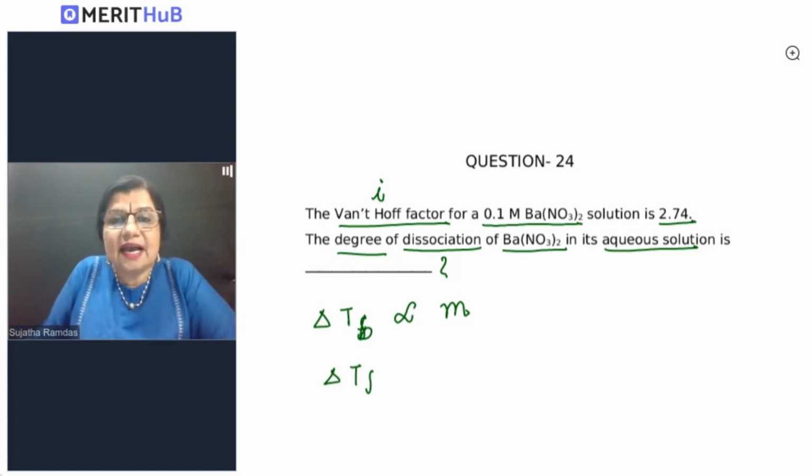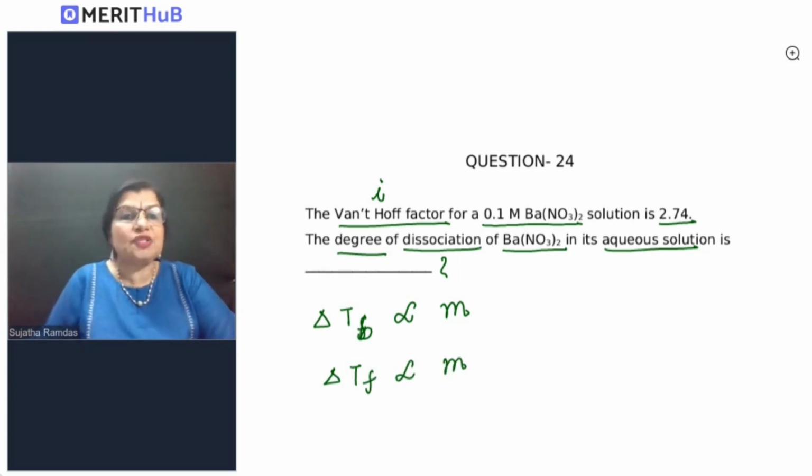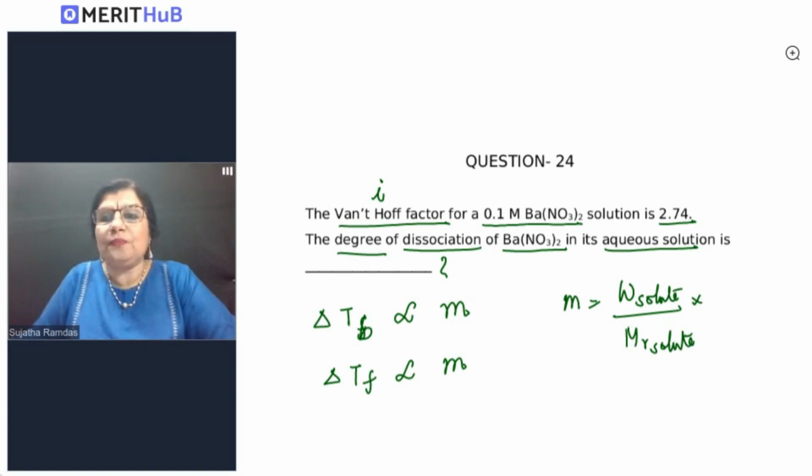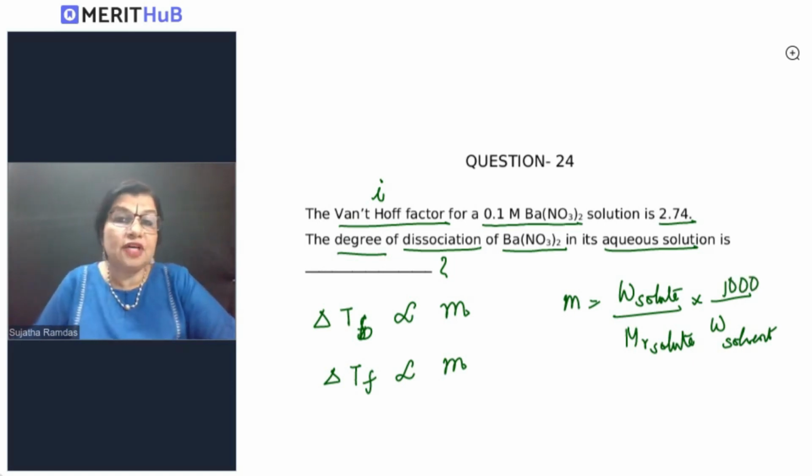Similarly, delta Tf is also proportional to the molality of the solution. And molality is nothing but the mass of the solute divided by the molar mass of the solute into 1 divided by the mass of the solvent in kilograms. If it is in grams, you can make the conversion and write 1000 by W solvent.